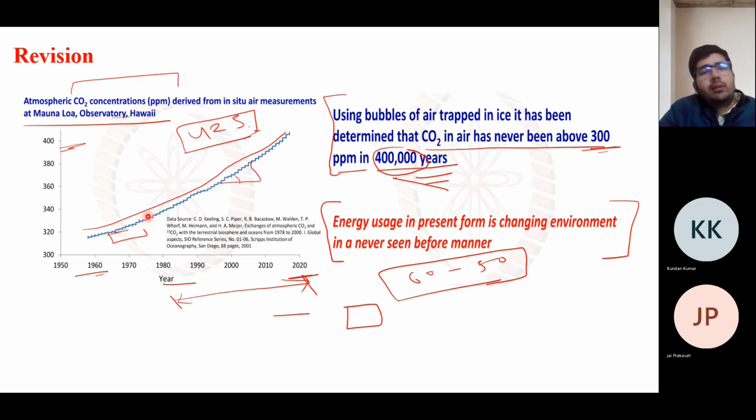In this slide, we have seen that the average atmospheric CO2 concentration in ppm is increasing over the last 60 years, from around the 1960s to 2020. You can see that the CO2 concentration is increasing, and for the last 20-30 years, the slope of the increase is very high as compared to past years. The main point to focus on here is that CO2 in the air has never been above 300 ppm in the last 4 lakh years. So it's very important.